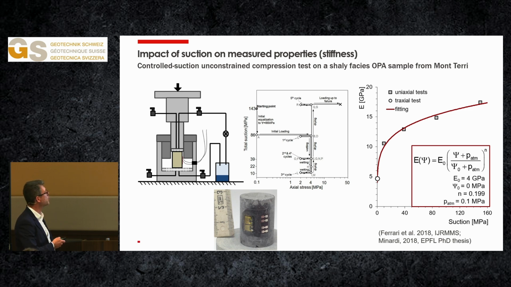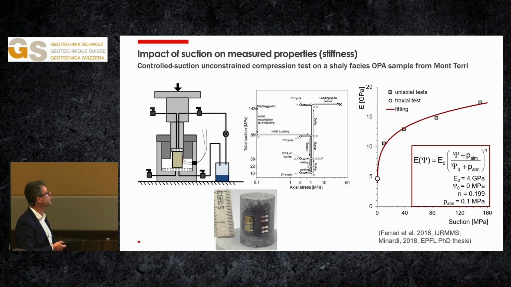This is just an example where we are testing in an unconfined compression test an Opalinus clay sample, where we are controlling the suction by controlling the relative humidity in this closed chamber, and we see that the Young modulus of the Opalinus clay is very sensitive to the suction that we are applying. So if we are not able to control properly the state of the pore water pressure in the pores of our material, we can have a severe, I would say, problem in estimating the stiffness of the material.